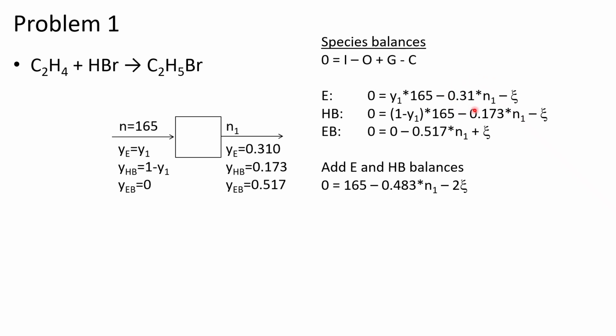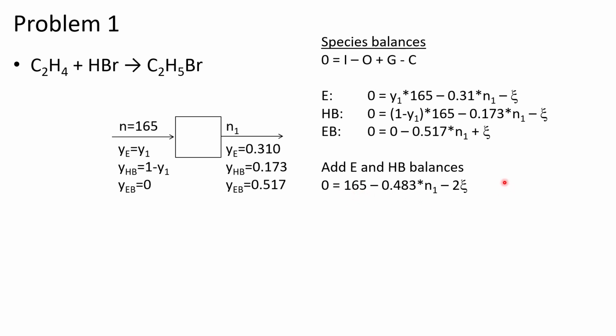Next, let's add the term that involves N1. We have a minus 0.31 times N1, and we're going to subtract 0.173 times N1. So if we add these two together, we have 0.31 plus 0.173. That gives us 0.483 times N1, and there's a minus sign here because there's a minus in front of both those numbers. Finally, if I add this to this, the Y1 times 165 cancels with this Y1 times 165 and leaves us just with 165. That's where this number comes from.